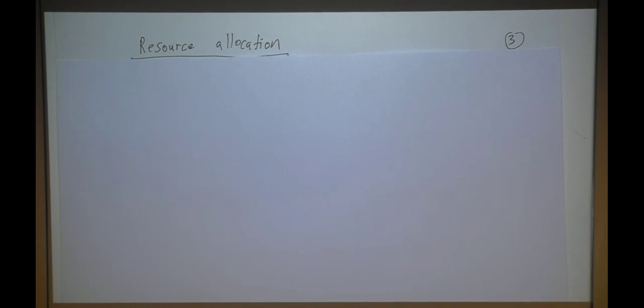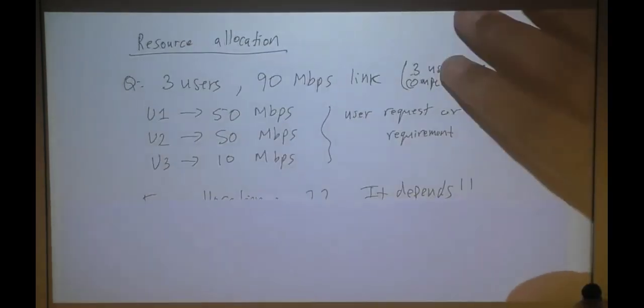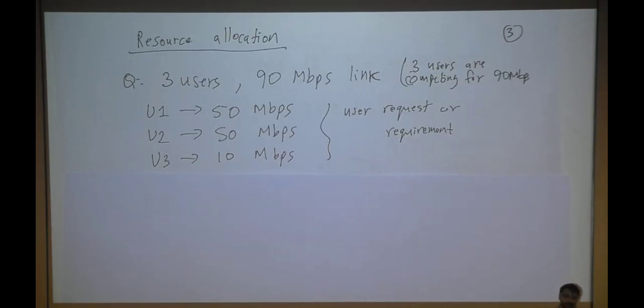How do you allocate resources? I want to take a step back and just explore how you should allocate resources. Remember, when I say words like optimal, they mean nothing unless you give them meaning. You say, what is a metric by which I measure optimality? So here we're going to look at different ways to measure optimality. Okay, we'll do an example here. 3 users, I have a 90 megabit per second link, and these 3 users are competing for this 90 megabit per second link.